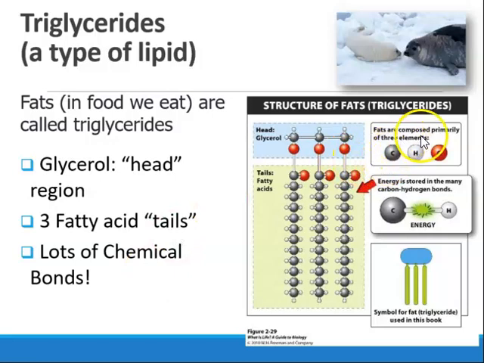So fats are composed primarily of 3 elements. We have carbon, hydrogen, and oxygen. And we know that energy is stored in many of these carbon-hydrogen bonds. So we use fats for energy as well. So we can see the symbol for fat or triglycerides. So we have that 1 glycerol molecule with the 3 fatty acids. And again, it's hydrophobic, does not like water, does not dissolve in water.